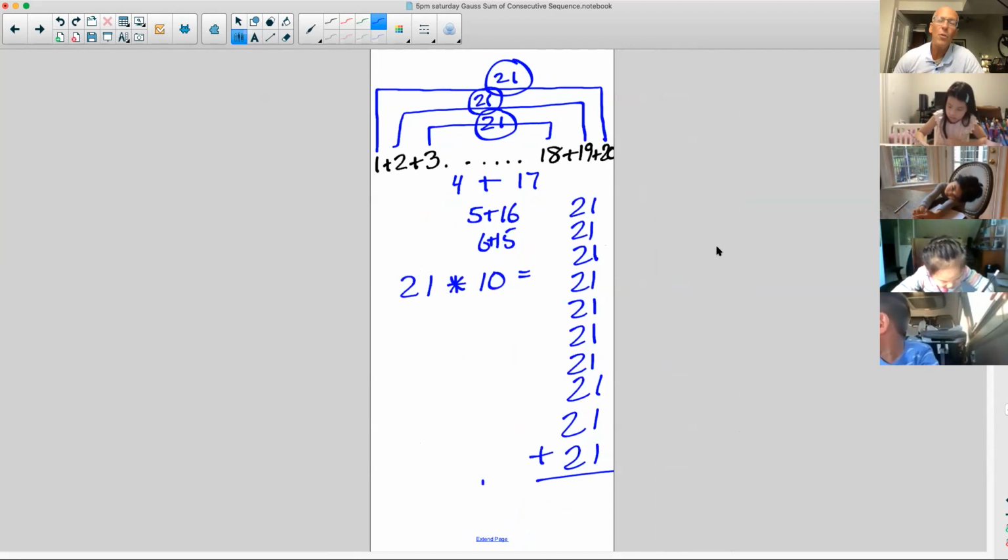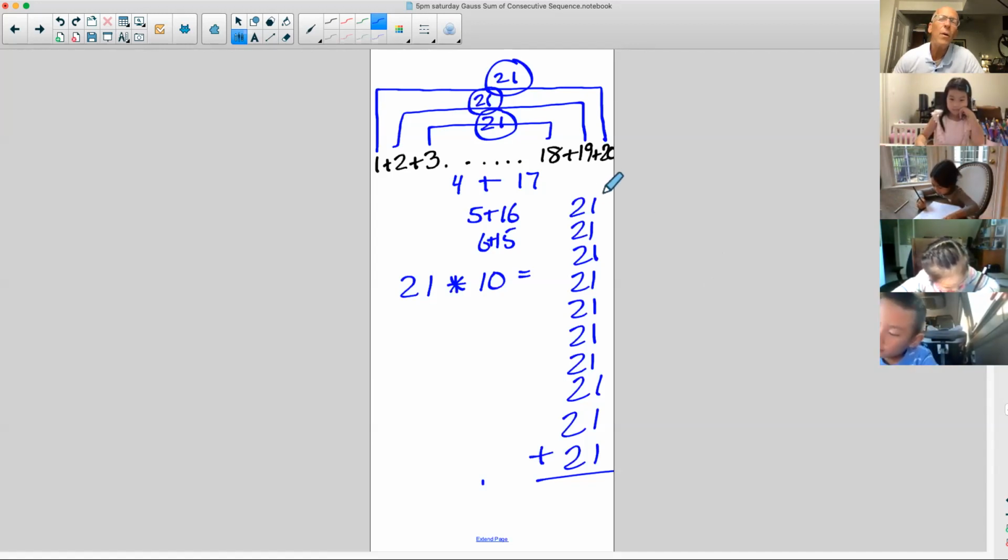And Valerie, you should be writing down those numbers. I don't see you doing that right now. 21 plus 21 plus 21 plus 21, 10 times. And write that back. It's right here.